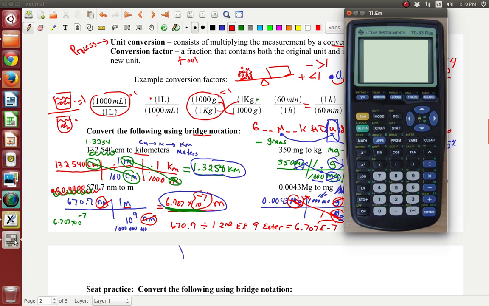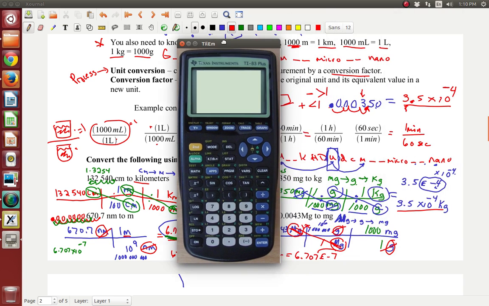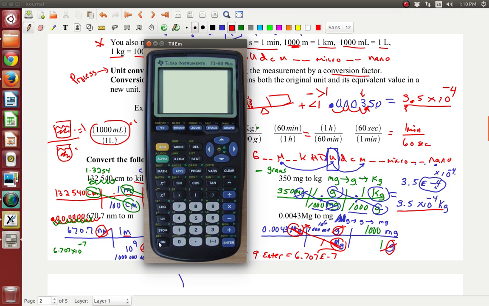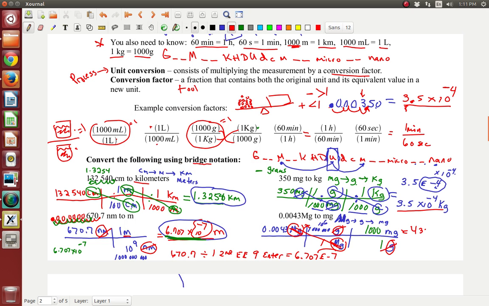Let's pull that calculator back up. Scoot it over. And do the math. Turn the button on. Okay. So 0.0043 times a million, and times again 1,000, enter. There we go. There's your number, 4,300,000. Okay? So 4,300,000 milligrams. Now that's a really big number, so I'm going to turn it into scientific notation.